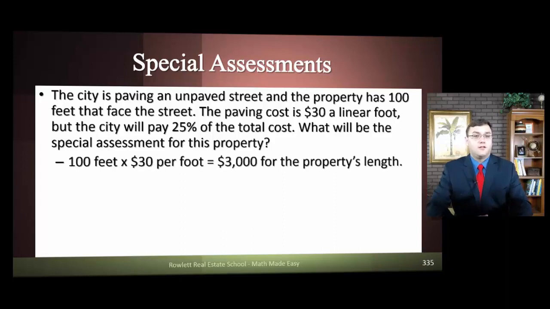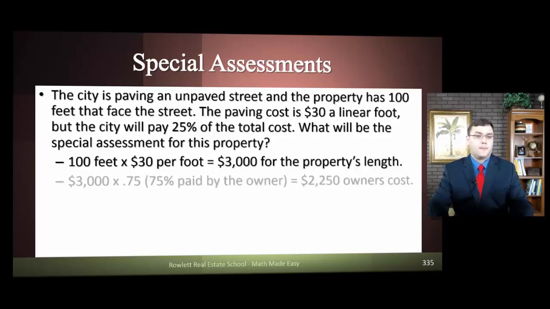Now, the first thing you do is look at how much footage your property has against the street. I said 100, so we just take that 100 and multiply it by how much it costs per foot for the road, which is $30. So that's $3,000 for the property's length of the road.